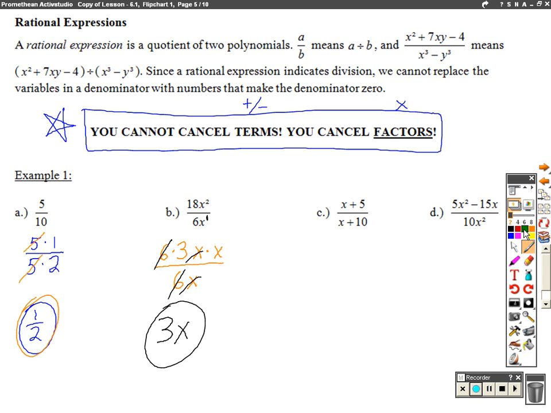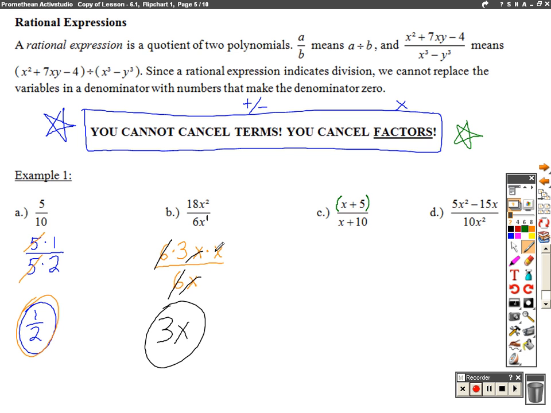Letter C, you have to be careful, and you really have to abide by this here, because a very common mistake people make is that they cancel out the x's and they just call it 5 over 10 or 1/2. But notice that those x's are not factors. They're actually terms because they're separated by addition or subtraction. You have one factor up top. This x plus 5 counts as one factor.